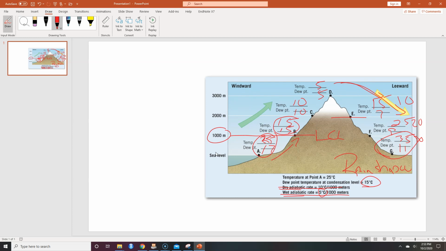And so that's how you go about solving for the lifting condensation level, and you're able to determine what happens on the other side. You have to look at the dry adiabatic rate, and then once the air becomes saturated, which is when the temperature and the dew point are together, then you switch over to the wet adiabatic rate. Okay, so hopefully this video has helped you out in explaining how you go about determining the LCL and temperatures at specific levels.